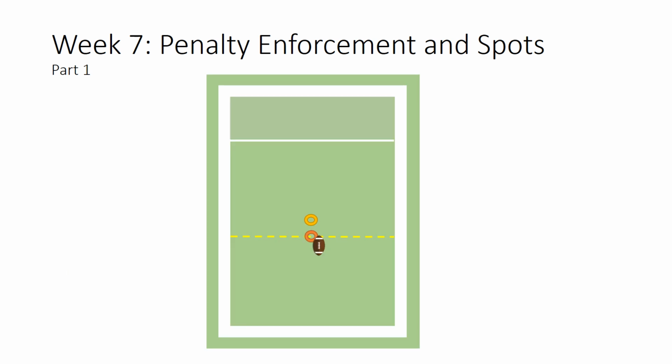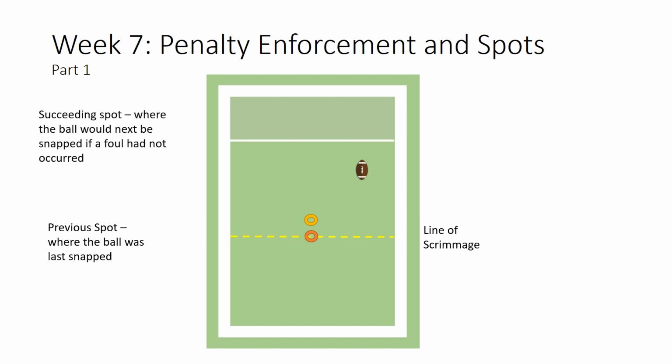Here I've included a simplified field and a simplified scenario to help us identify different spots on the field. Remember that our line of scrimmage is where the ball starts off. Let's pretend that after taking the snap, a player runs with the ball about 15 or 20 yards and then is deflagged. The previous spot is the spot where the ball was last snapped. The succeeding spot is the spot where the ball would next be snapped if a foul had not occurred.